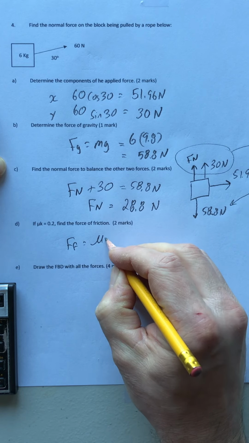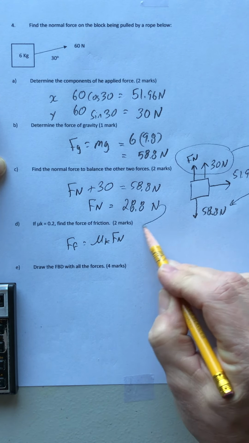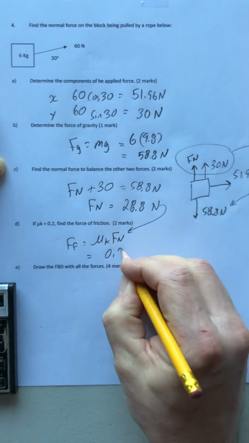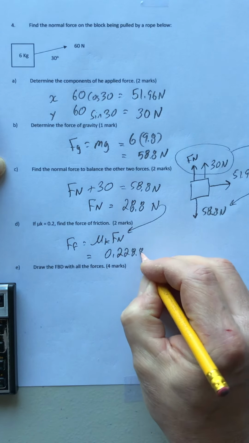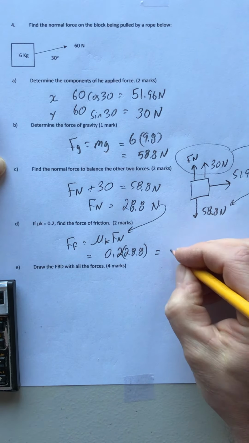Okay, and then they said, find the force of friction. That equals mu k times the normal force, which we had to find out first. That's not net force, that's normal force. Okay, it's already on my calculator screen, so 5.76.